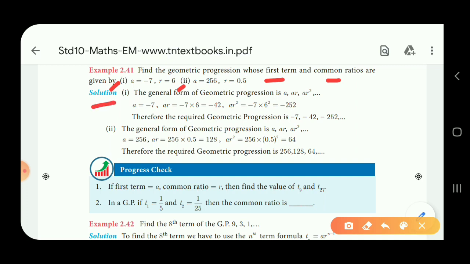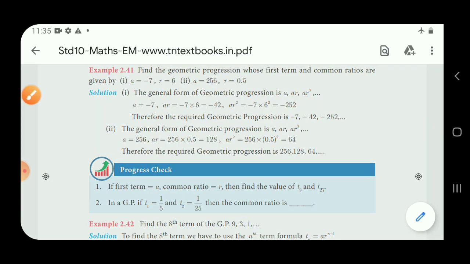The general form of a geometric progression is a, ar, ar square. Here a is -7. Second term ar means -7 into 6, which is -42. Third term ar square means -7 into 6 square, which is -252. Therefore the required geometric progression is -7, -42, -252.